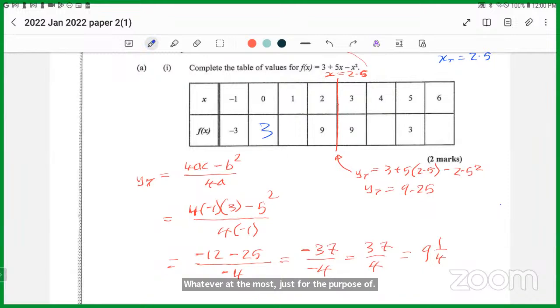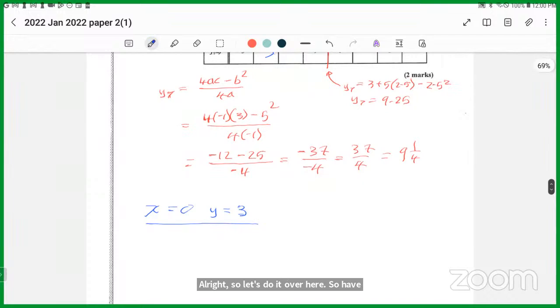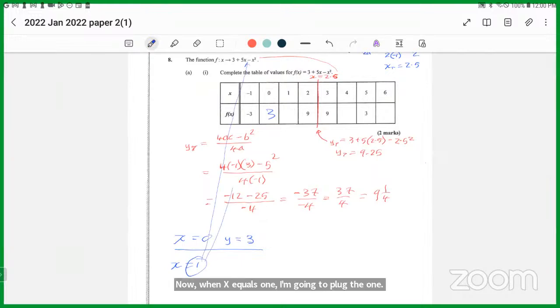All right. So this value now is where x equals 1 right here. So to find what that value is, I need to plug 1 into the function. All right. So let's do it over here. So we have that one. Now when x equals 1, I'm going to plug the 1 into the function here for the x, there and there.